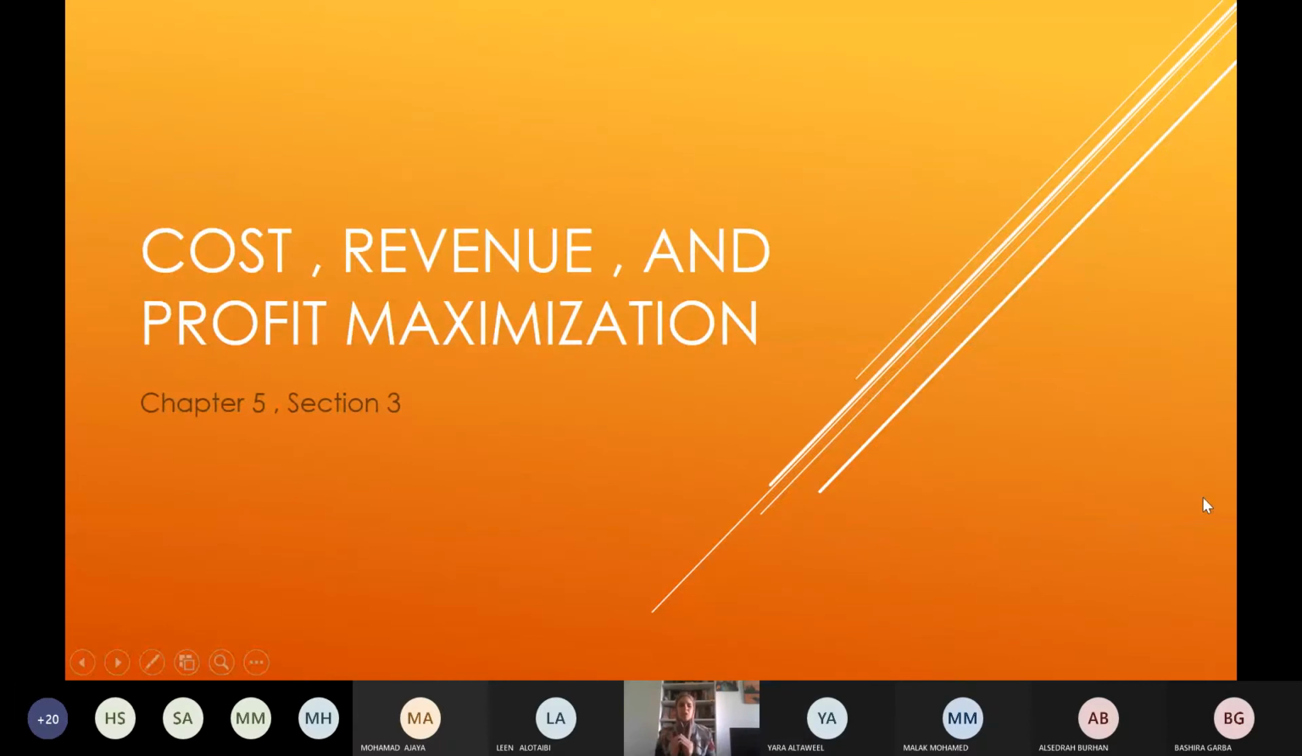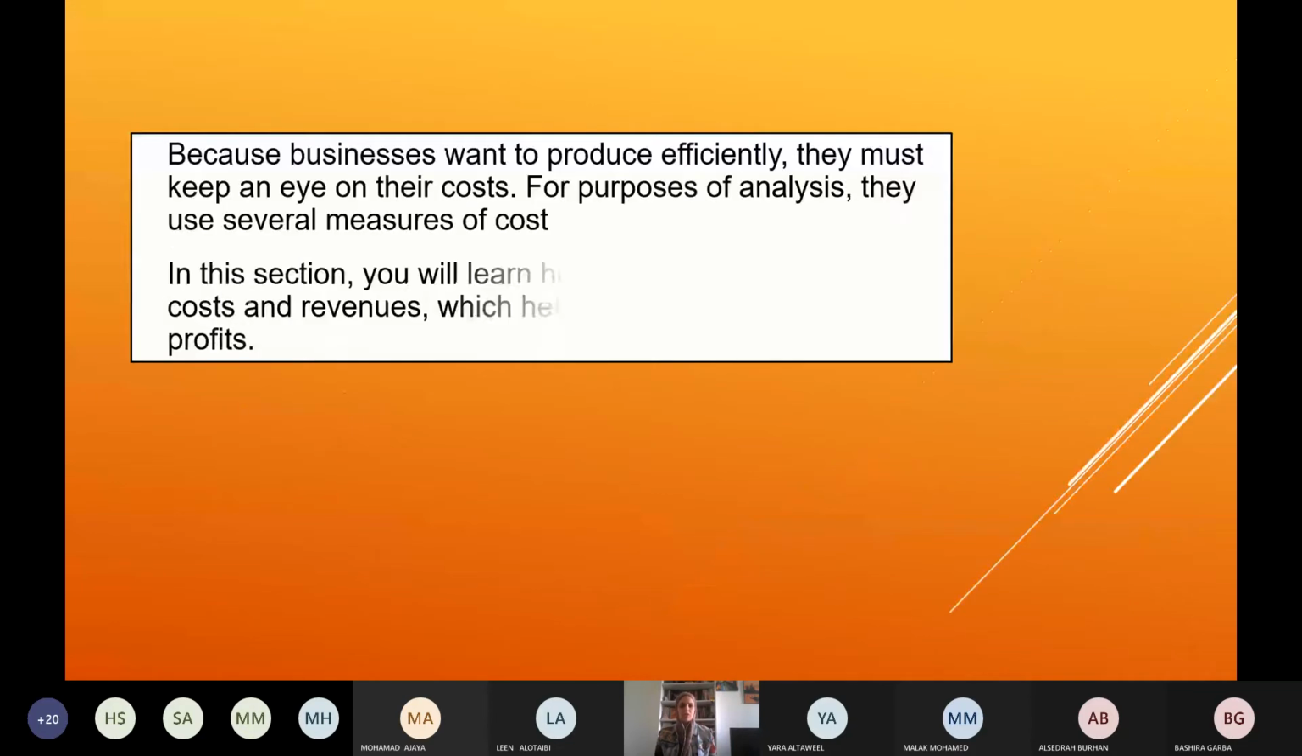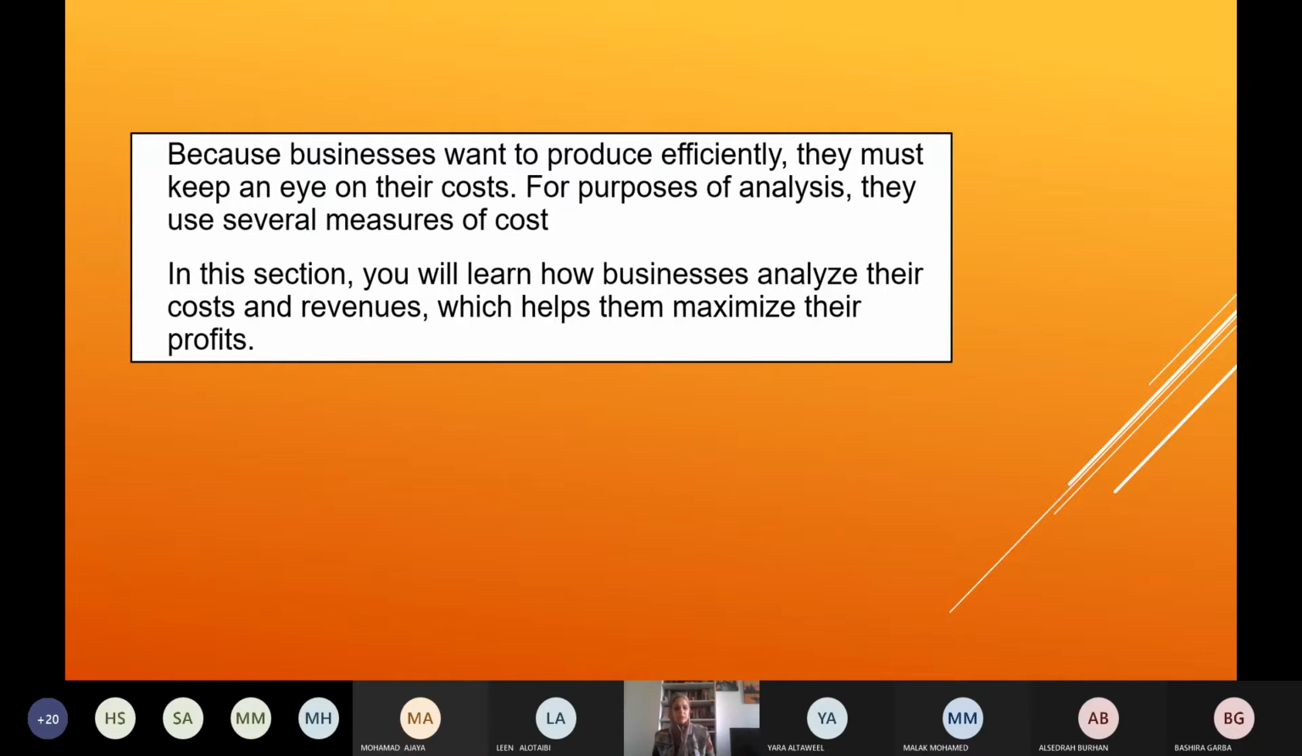Yes, I can. So this is chapter 5, section 3. This is the second section for our test. Again, the test is next week. Okay, we have cost, revenue, and profit maximization. Because as a business, you want to produce well in order to gain money.